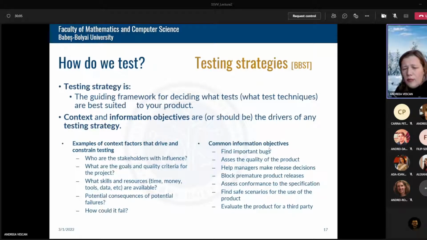And regarding the information objectives, as we discussed earlier, maybe the aim is to find bugs, as it was in the first context with the teacher, if you remember, or maybe to assess the quality of the product, or maybe the integration, if you remember in the second context, or maybe also to help the project manager decide on the release. So those two drivers, context and information objectives, can help us to select the best strategies.